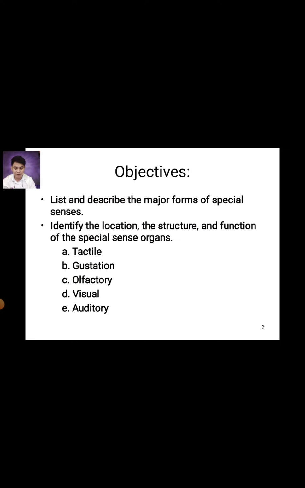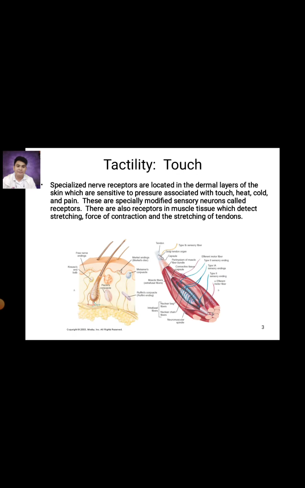Our objectives for today: to describe and list the major forms of special senses, which are the tactile, gustation, olfactory, visual, and auditory. Ano nga ibig sabihin ng tactile, kuya? First is tactility, ibig sabihin is touch.